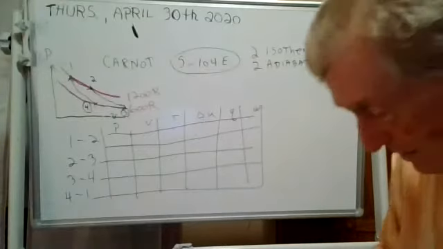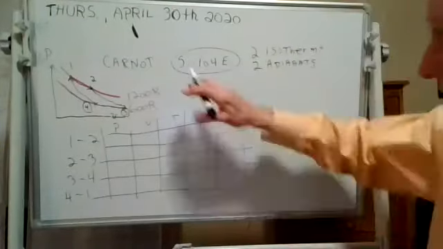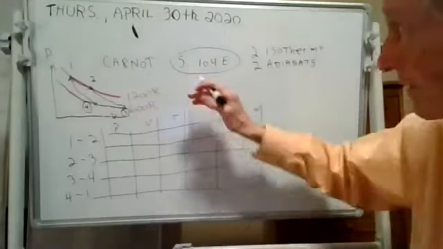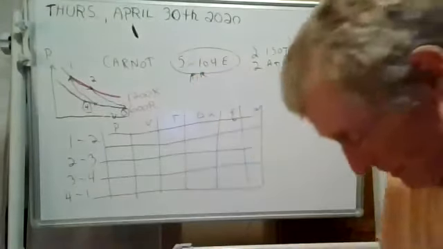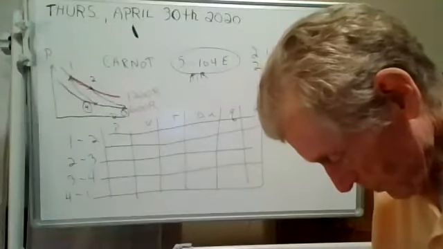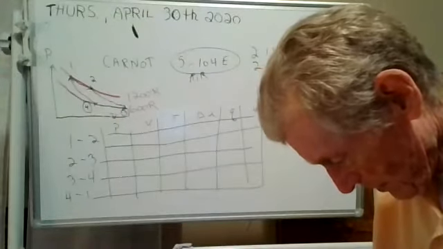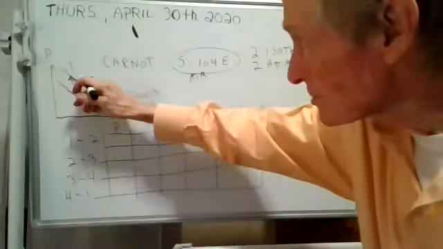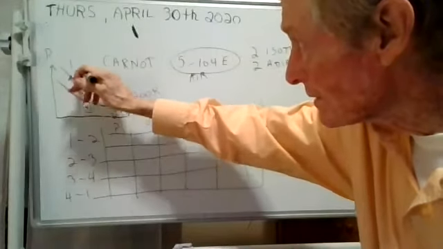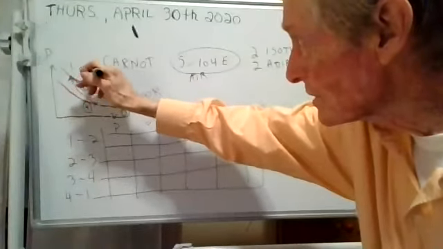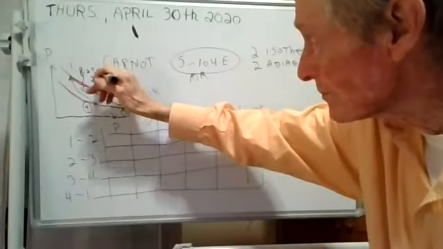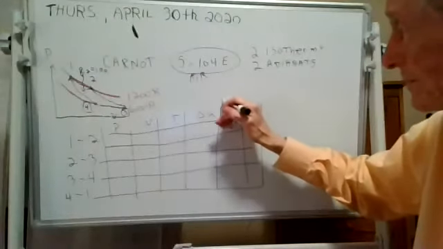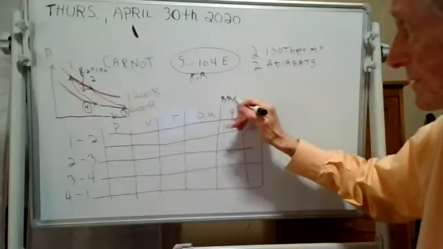Okay, here goes. Reading the problem now. We are doing 5.104E, English units. We're dealing with air. And it says 1200, 600. We did that. The heat added at the high temperature is 100 BTUs per pound mass. They're talking about this right here. That's your little Q12 is 100. You know where that goes? It goes right here. 100 BTUs per pound mass.